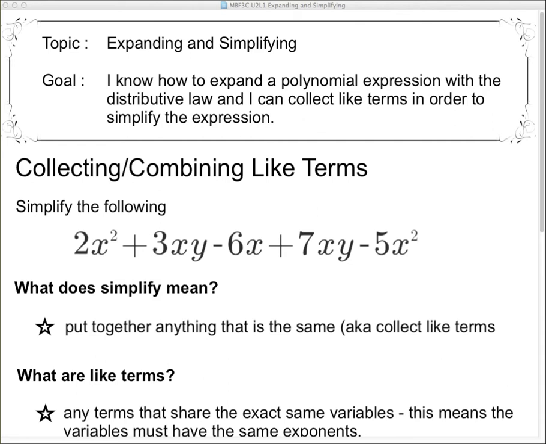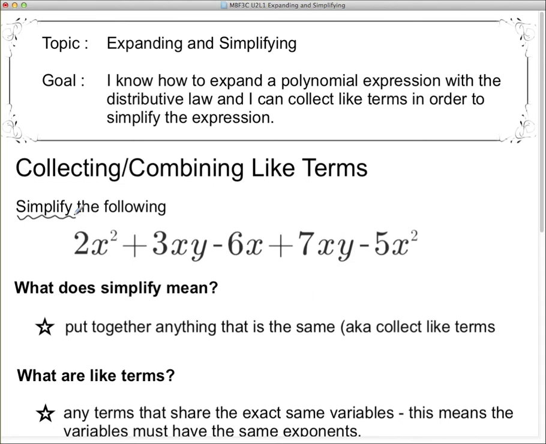This is stuff that goes back to at least grade 9, but we're just going to review it to make sure that everybody remembers what we're talking about. So, collecting or combining like terms. A question that requires you to combine like terms will have the word simplify somewhere in the question. So it says simplify the following.